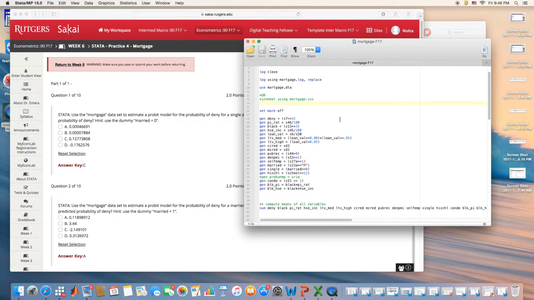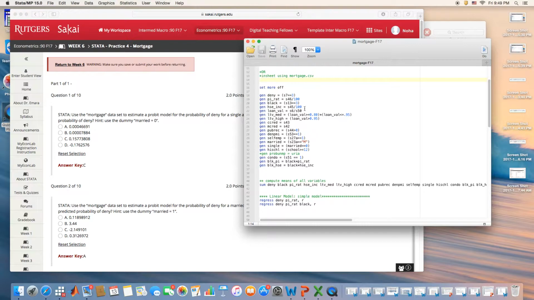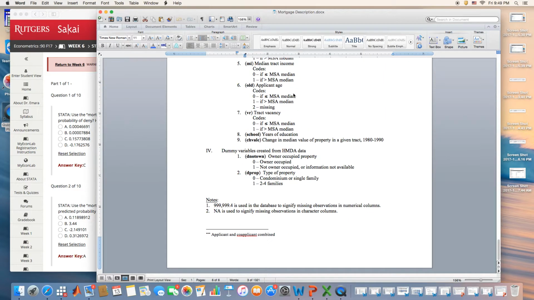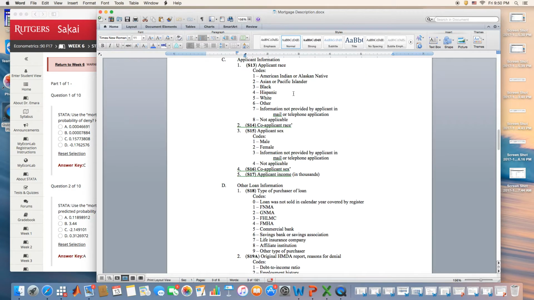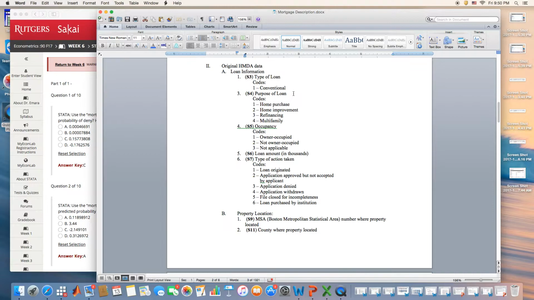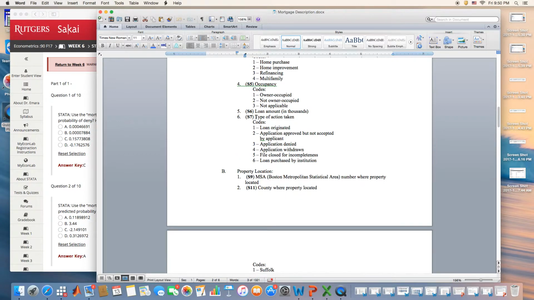Then we start to work with our dataset, and the dataset, as I said, is defined with S variables. So I'm going to generate a variable which is called deny, and deny is equal to 1 if S7 is equal to 3. If you want to understand what that means, just try to find where S7 is. S7 is right here: type of the action taken.